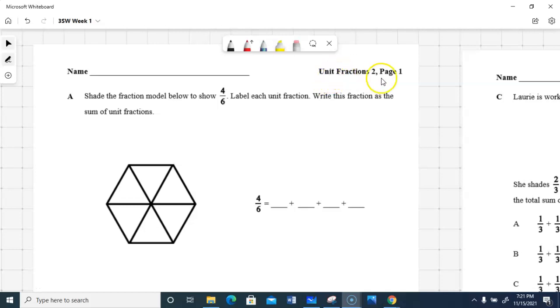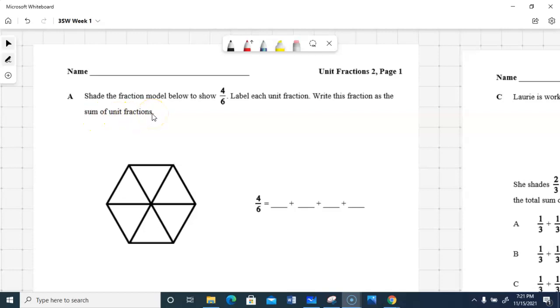Okay, we're going to start working on unit fraction 2. Question A. It says, shade the fraction model below to show 4/6. Label each unit fraction. Write this fraction as the sum of a unit fraction.